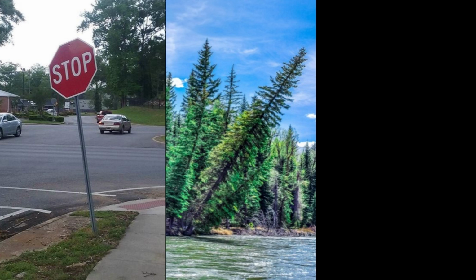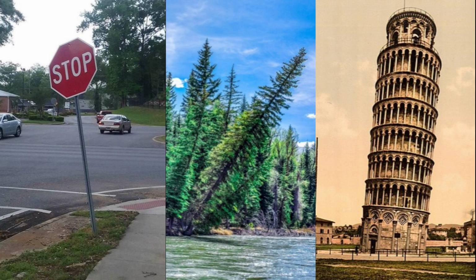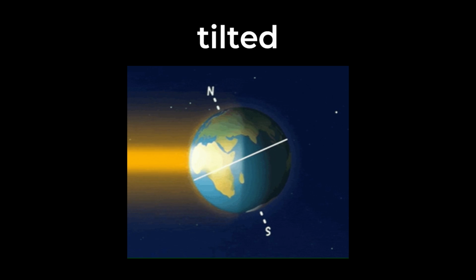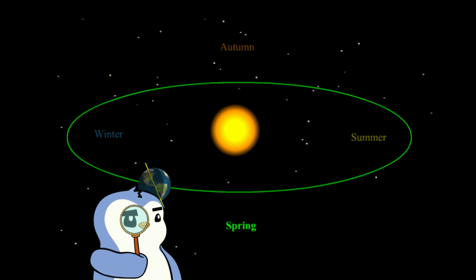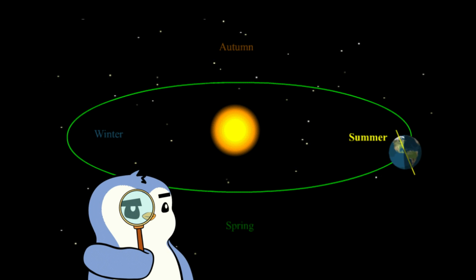And you may have noticed something interesting about the Earth. It has something in common with this stop sign, and this tree, and this tower. It's tilted. This tilt is extremely important because it's actually what causes the different seasons. Let's look at the Earth during a few different times of the year to see how this works.